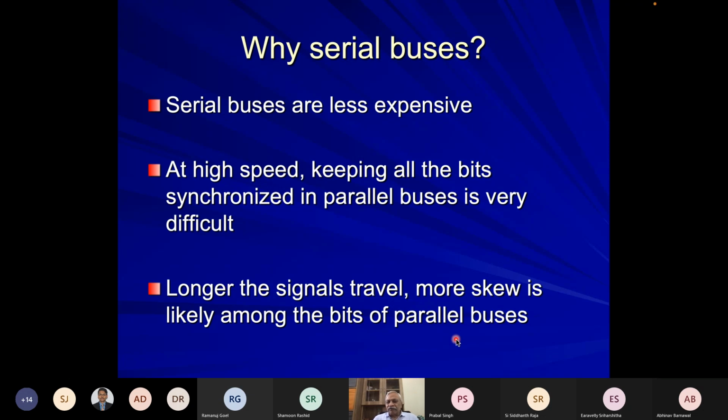Some buses are internal to the system, inside the box, and you never see them physically. Or there are buses which are on the chip, buses which are off chip but within a system, and buses going from one box to another box. The longer the signals, the more skew is likely to happen among the bits of parallel buses. Therefore, when two physically separate modules or subsystems are to be connected, it's typically convenient to have a serial connection.